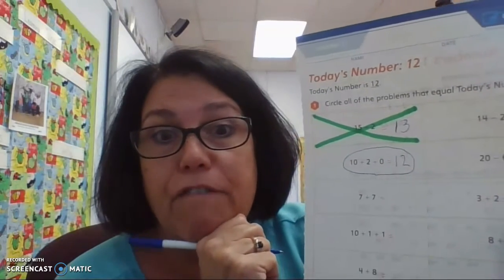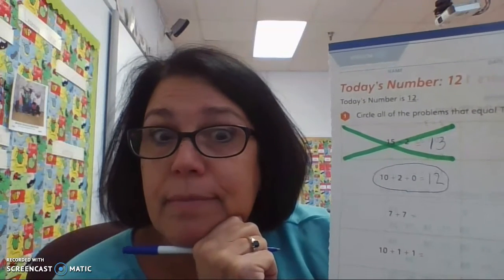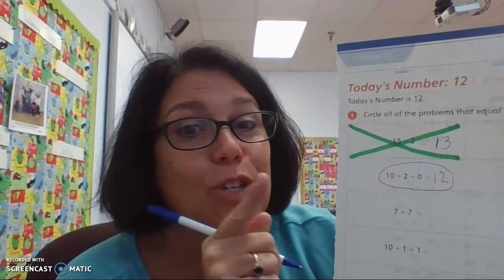All right, we're moving on down to the next one. 7 plus 7. Now that's a doubles fact, and I bet you know that already from first grade. So how much is 7 plus 7? If you said 14, you are correct. So we're going to write 14 right there. So 14 isn't 12, right? So we get out our pen or our pencil or our crayon, and we're going to make a big giant X again. Wah, wah, doesn't equal 12. All right.